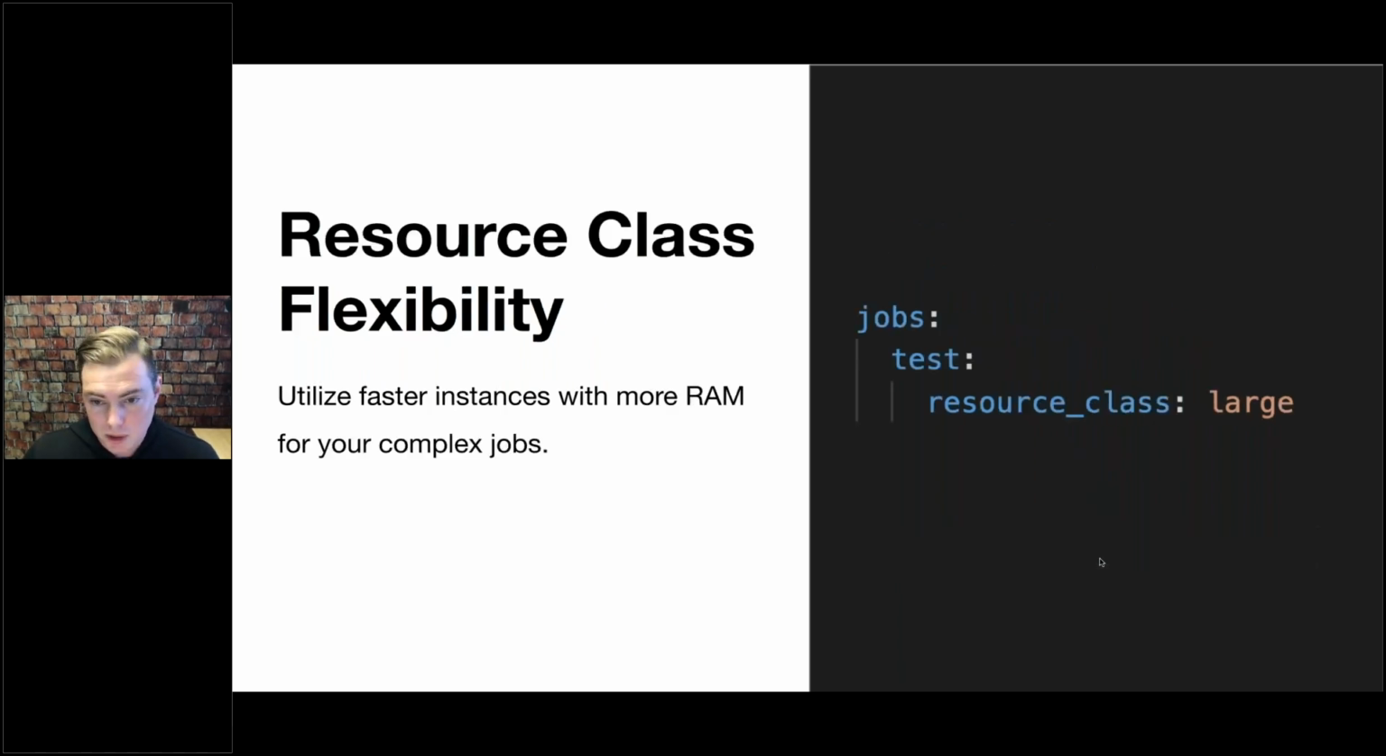So we have the ability on a per job basis to set your resource class. This means you can add more RAM, more CPUs. If you've got super data intensive jobs, maybe you're doing some big Java compiles, or you've got a machine learning job or something like that, you might want to ask for a large or an extra large instance in order to get more cores in order to run your job more efficiently.